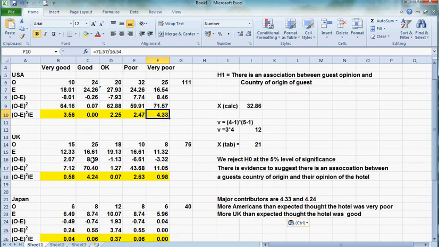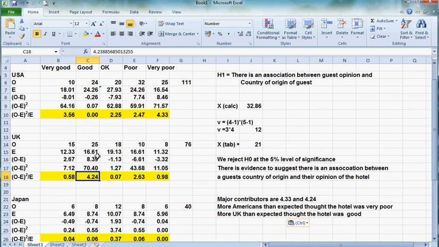And our 4.24 is the UK. We have 25 of them rated the hotel as good, and we would have only expected 16.61. So more people from the UK rated the hotel as good than we would have expected. If those 2 values hadn't been so large, then our chi-squared calc value would have been smaller and we might have made a different decision.